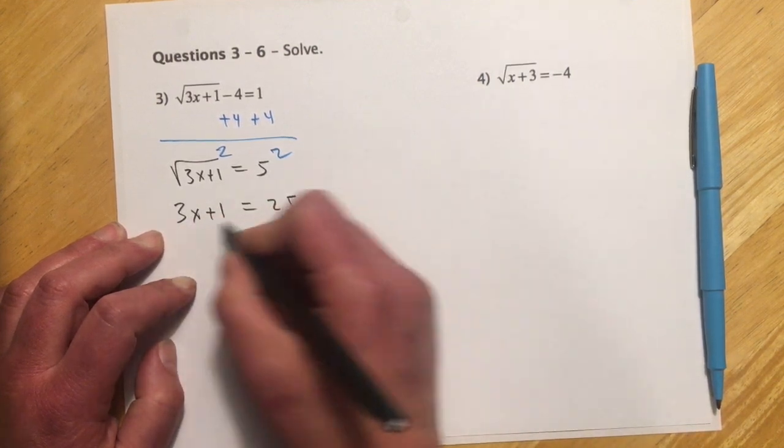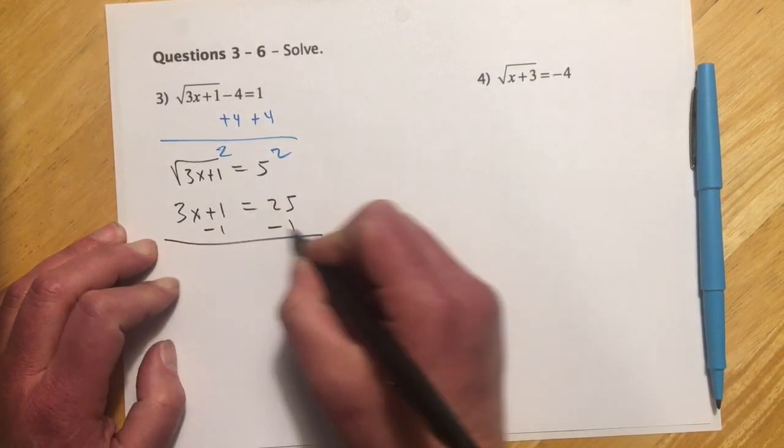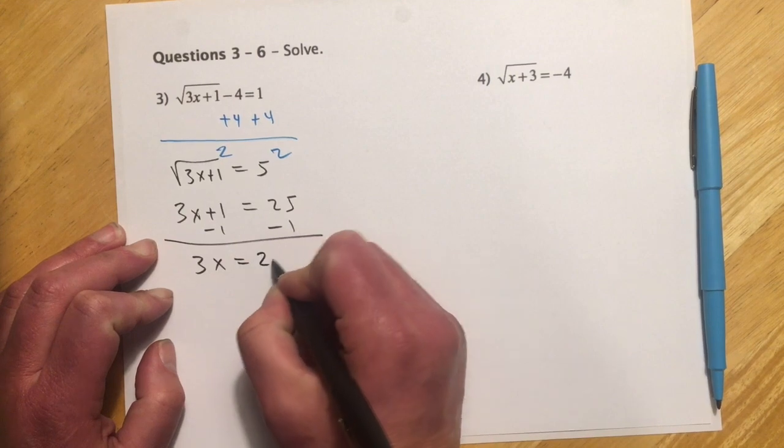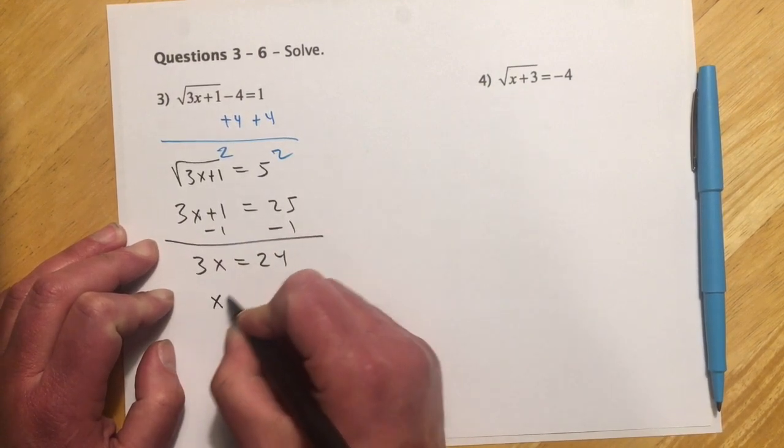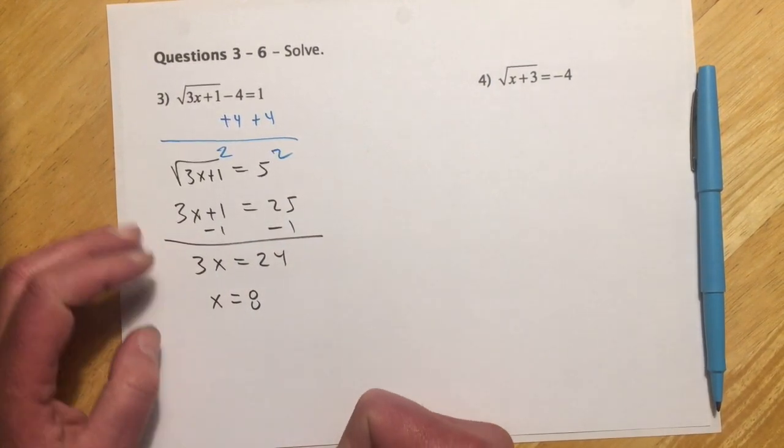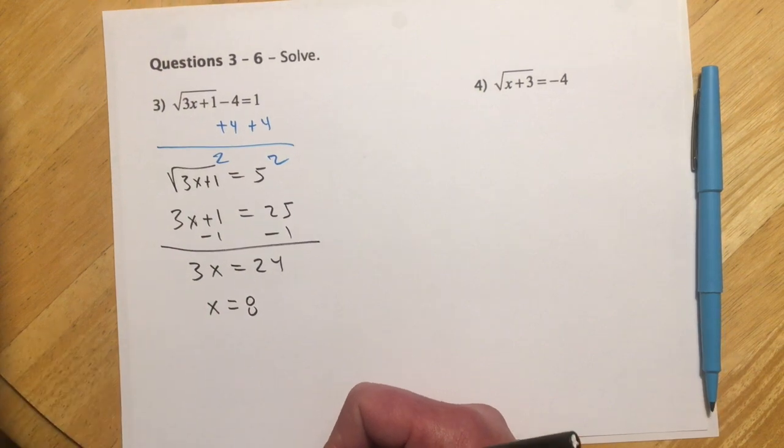And then I'm just bringing stuff over. So minus 1 on both sides. And then divide the 3. And x equals 8. And I'll just say that one does check.